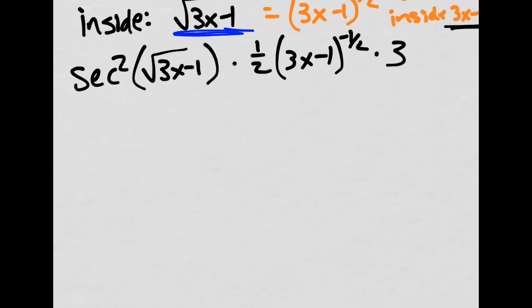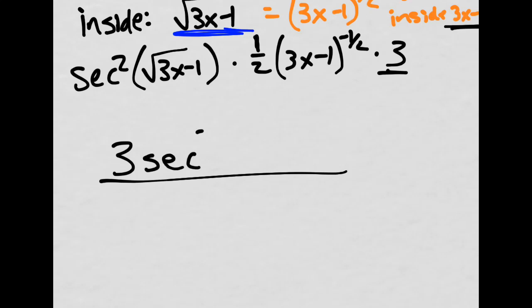So then I can't really combine anything, but I can get rid of that negative exponent. Since it's a negative exponent, there's going to be stuff on top and bottom. This 3 will go on top, and since there's a 1 on top of that fraction, it'd be like 3 times 1, so 3. So just 3 on top, times secant squared of the square root of 3x minus 1.